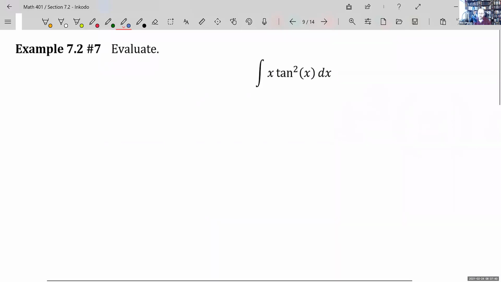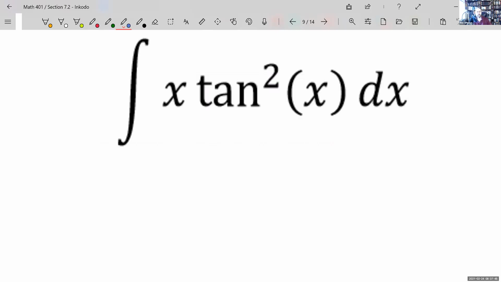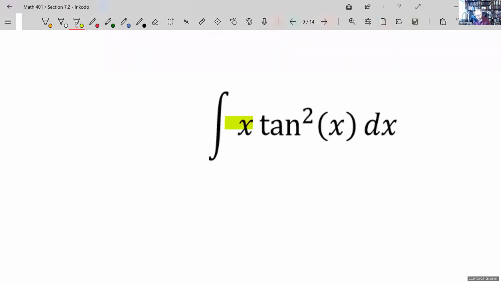Here's a fun example. This one should scream at you what you need to do, but if it doesn't, then I can guide a little bit here. The fact that it's not a product of trig functions, but instead a product of two completely different types of functions tells me I'm probably going to have to use by parts.